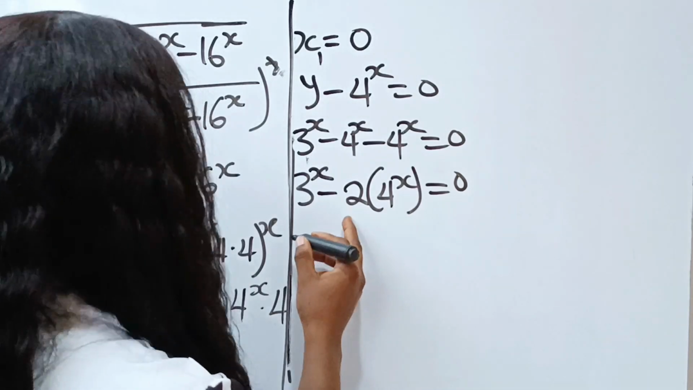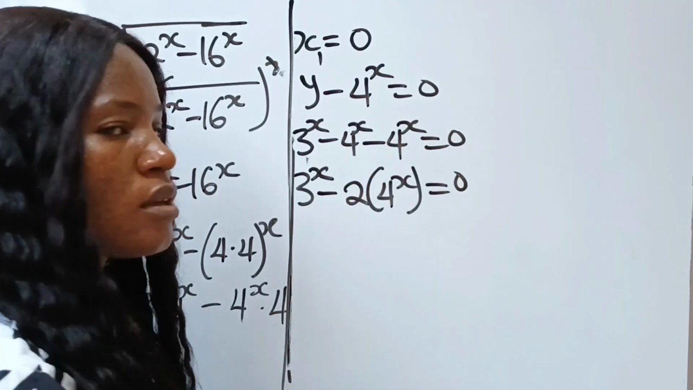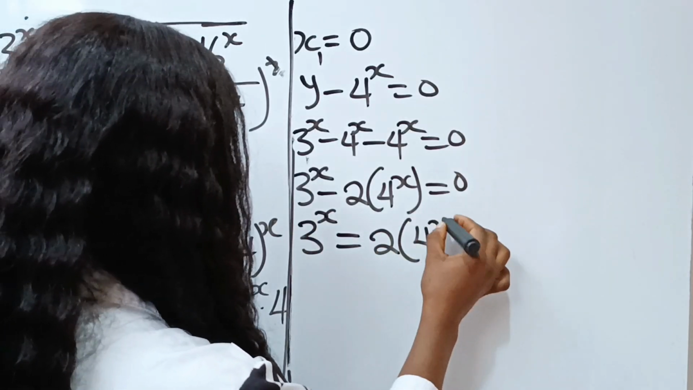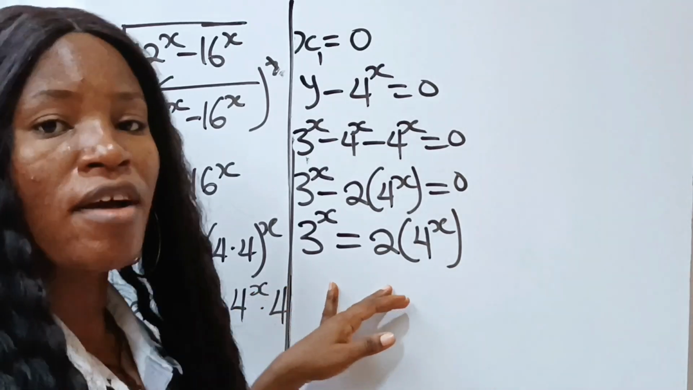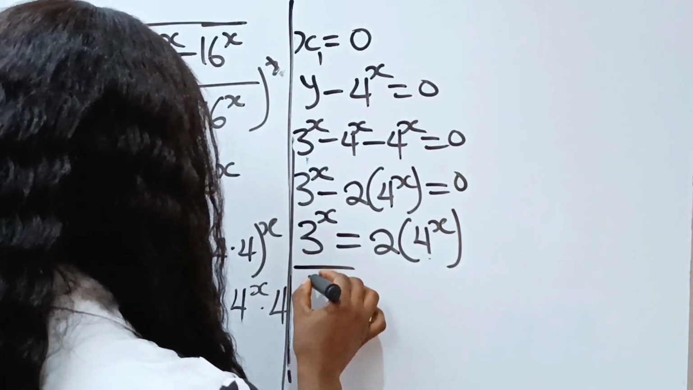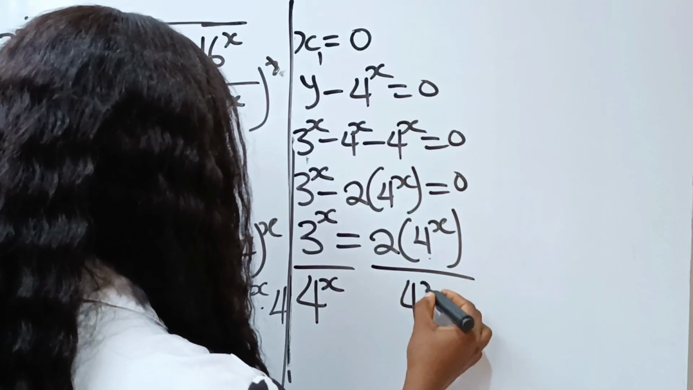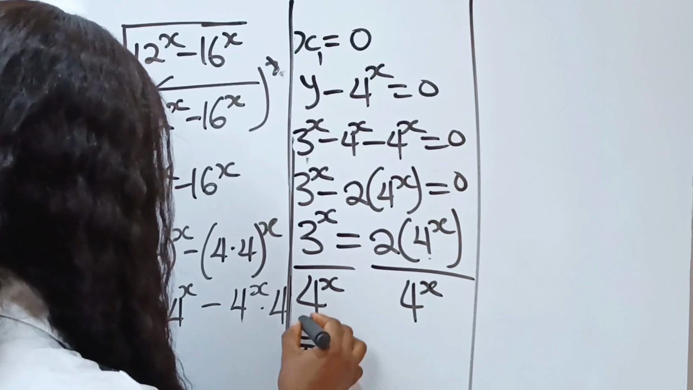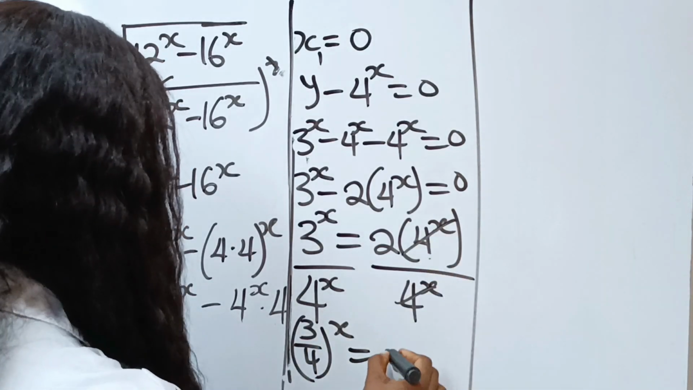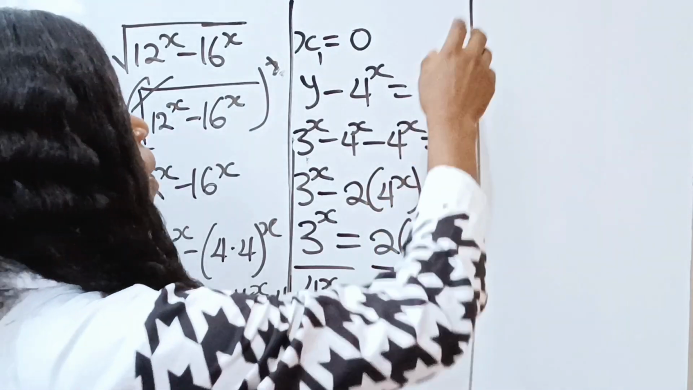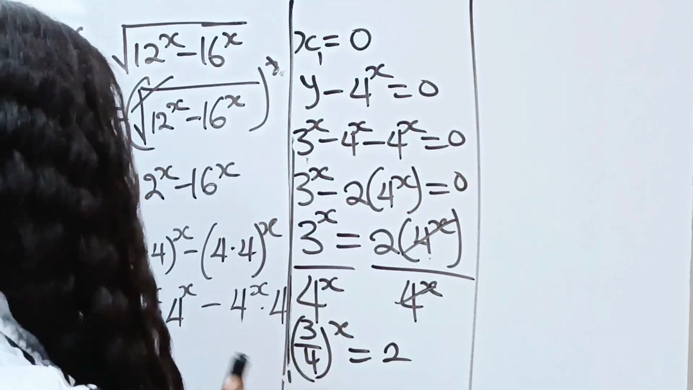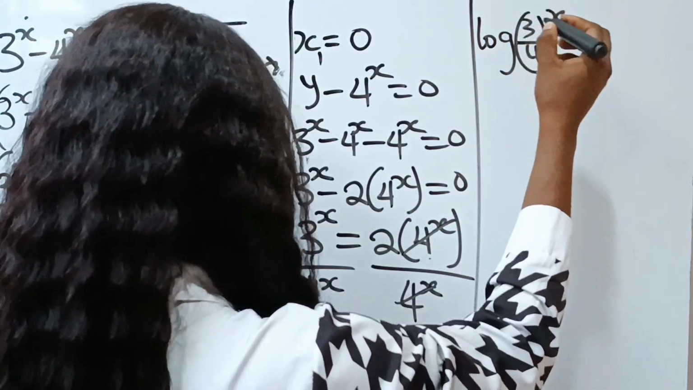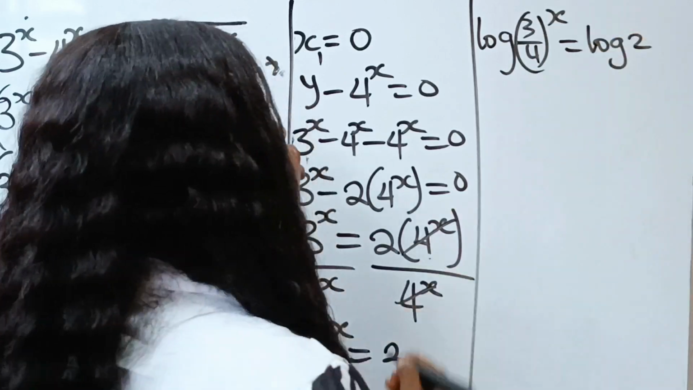Now let's transfer this to this side of the equation. So if we do that, we have 3 to the power of x is equal to 2 multiplied by 4 to the power of x. Now we are going to divide through by 4 to the power of x. So from here we have 3 over 4 to the power of x is equal to 2. Now we are going to introduce log again to both sides of this equation. So we have log 3 over 4 to the power of x is equal to log 2.